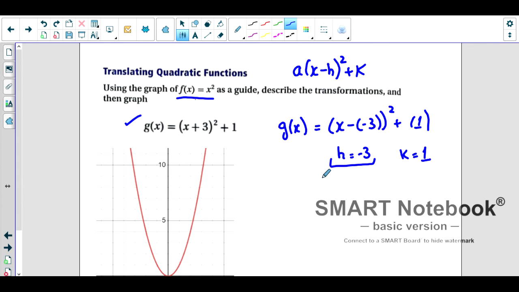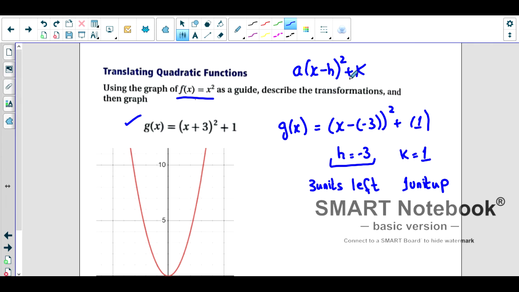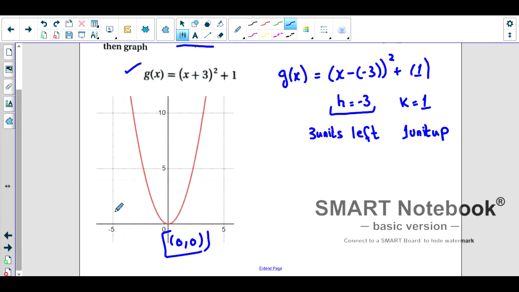So this is telling me that my graph will shift 3 units, and where should it shift, left or right? It should shift left because my h is less than 0. So 3 units left and 1 unit up. So my vertex will be shifted. How is my vertex shifted? Before it was (0, 0), because when h and k are 0, it was (0, 0). Now I have my vertex as (−3, 1), so I have to shift my graph accordingly.